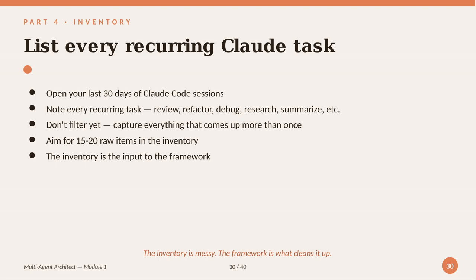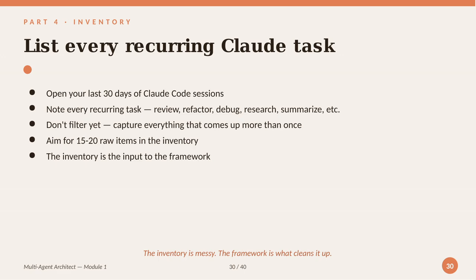Don't filter yet. The temptation is to immediately decide, oh, that's not a subagent candidate. Resist. The filtering happens later with a framework. Right now, capture everything. Aim for 15 to 20 raw items in the inventory. If you have fewer, you're filtering already. Loosen up. If you have more, you're probably double counting. Consolidate. The 15 to 20 range is the sweet spot for a useful audit.